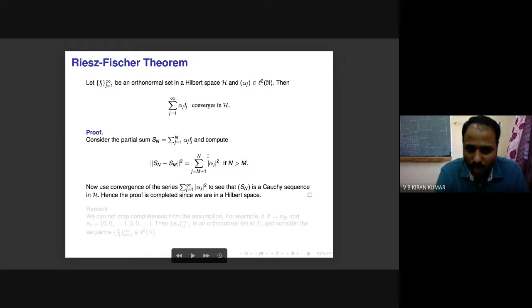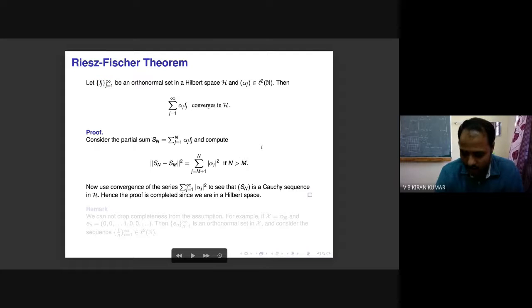So this tells you that Sn is a Cauchy sequence in the Hilbert space H, and therefore it converges. So by the Riesz-Fischer theorem, corresponding to each L2n element, you have an element in H, an arbitrary Hilbert space, provided you fix an orthonormal set.